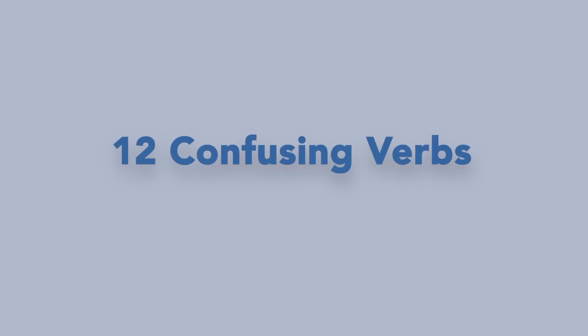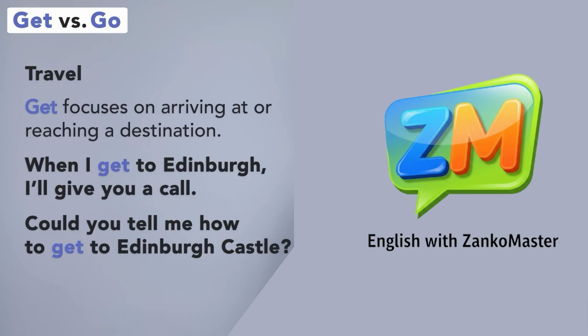Let's get started with the first 2 verbs. And they might look simple, but people confuse them a lot. Get and go. First, let's think about travel. Get focuses more on arriving at or reaching a destination. For example, when I get to Edinburgh, I'll give you a call. This means when I arrive. Or could you tell me how to get to Edinburgh Castle? How do I reach the castle?